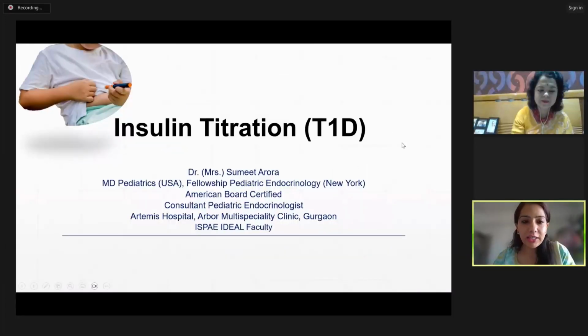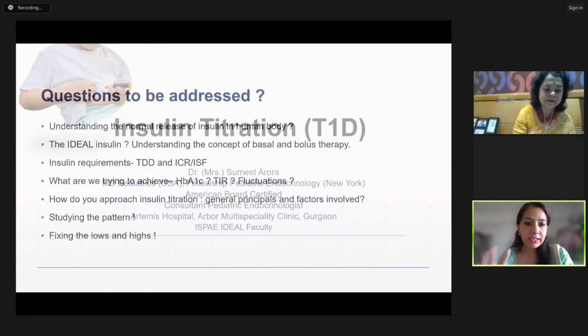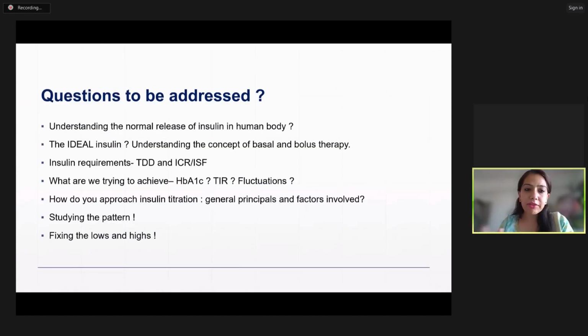It becomes very challenging when we have a lot of low blood sugars and high blood sugars in people who have type 1 diabetes. So insulin titration becomes a very essential part to know. And also, it is not just the insulin, there are several other factors that are involved in these spikes of blood sugars. So it becomes very essential that each part is taken into picture before we move on to insulin titration. So I'll be addressing these questions today, and I'll be keeping it very simple.